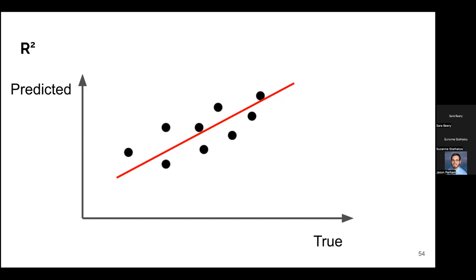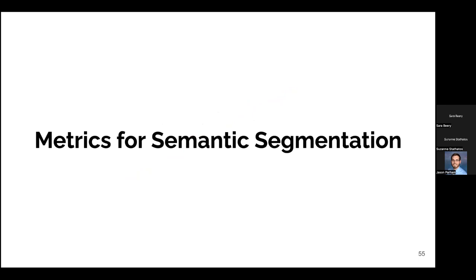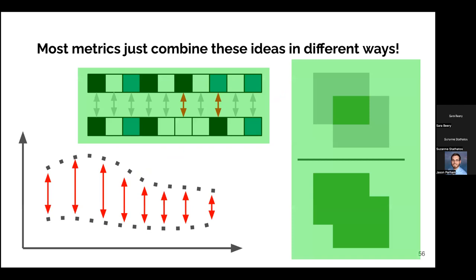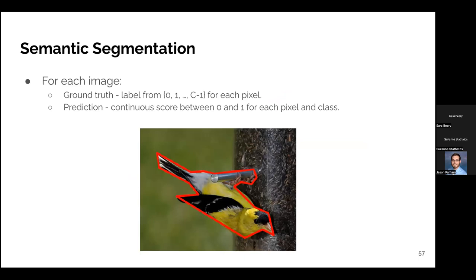Next up, semantic segmentation, where a lot of the remote sensing folks will be in this camp, trying to do land cover mapping as a good example of a semantic segmentation task. For semantic segmentation, we actually have our first combination. We often combine comparisons of discrete objects with area of overlap computations. The setting here is that for each image, you have a ground truth label from 1 to C, or 0 to C minus 1, for every single pixel.